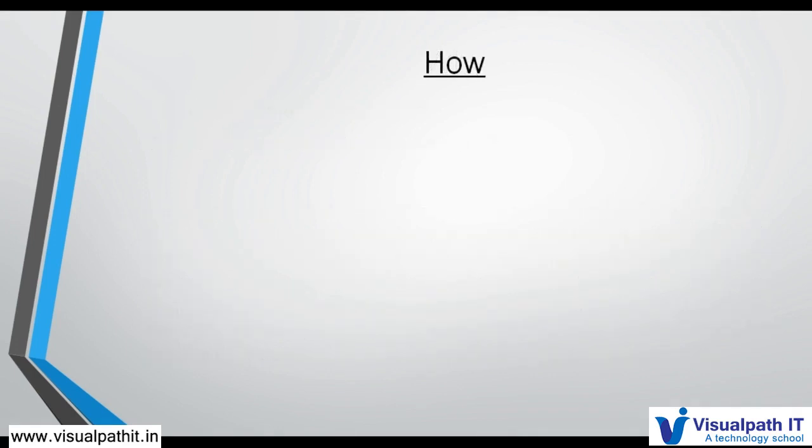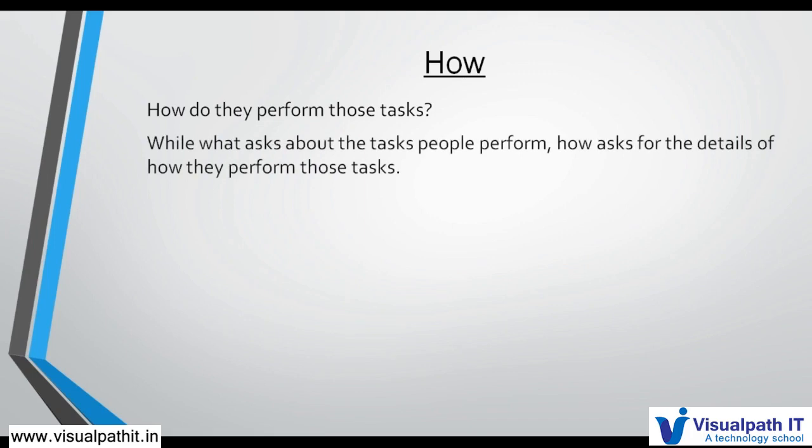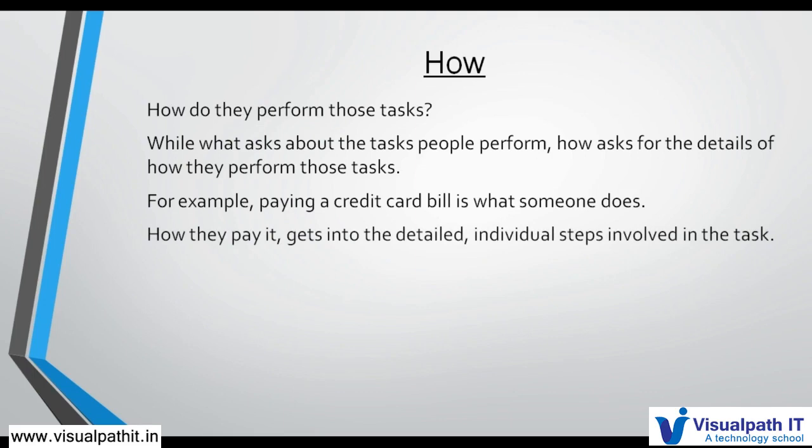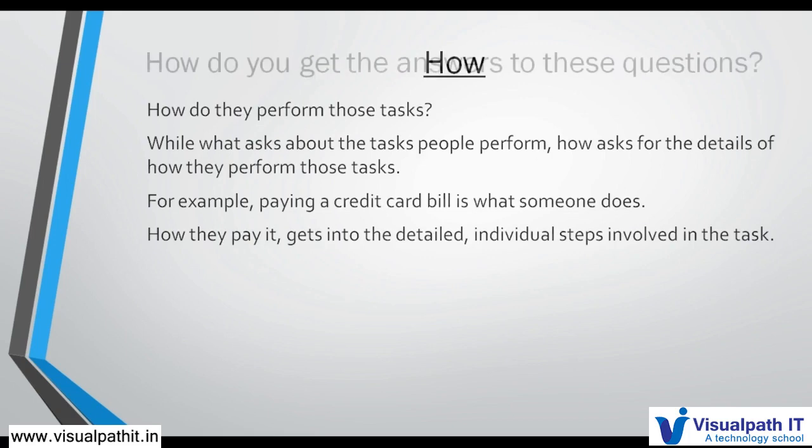Then the last one, the 1H, which is how. How do they perform those tasks? While what asks about the task people perform, how asks for the details of how they perform those tasks. For example, paying a credit card bill is what someone does. How they pay it gets into the details, the individual steps involved in the task.